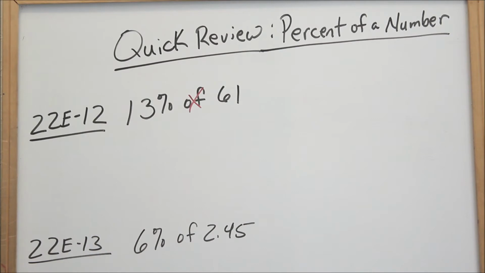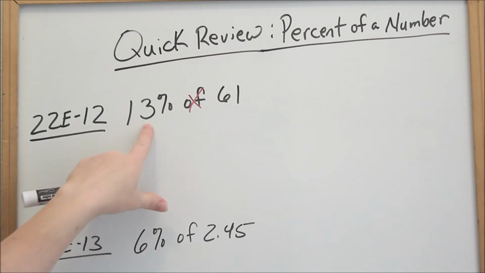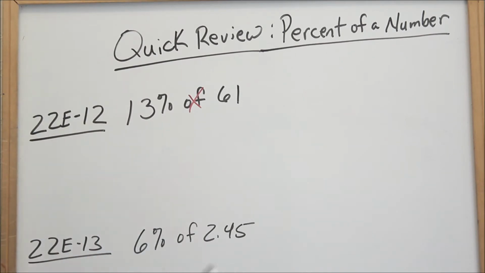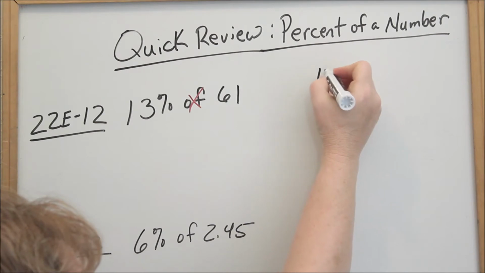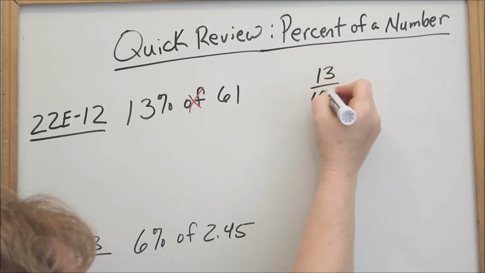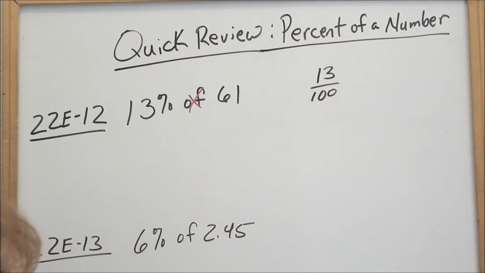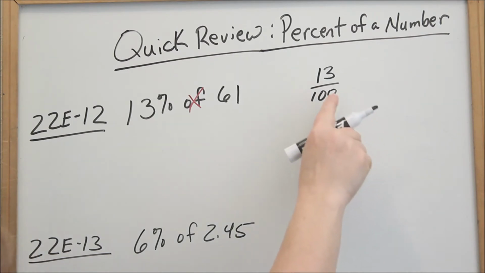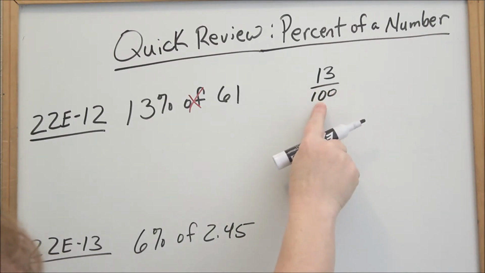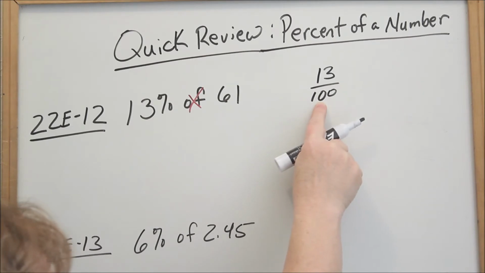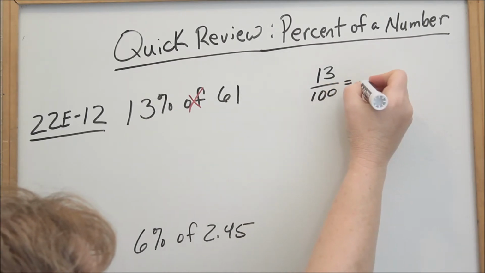But you cannot do calculations with a percent when it's in percent format. So you have to change it to a decimal format. So as a reminder, 13% is 13 out of 100. If you have only a 13% on a test, you have 13% out of 100%. So out of, that means divide. 13 divided by 100 equals 0.13.